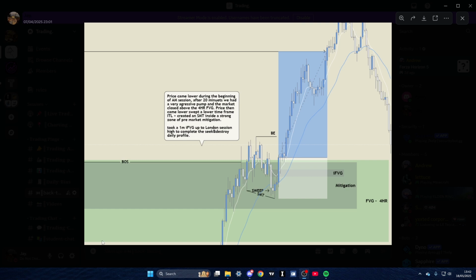So right here again, we have our sweep and our SMT at the lows inside of a mitigation block inside a 4-hour fair value gap. So this is a very strong couple of confluences to send price higher. Then we get our entry model, which is an inversion fair value gap to send price higher.